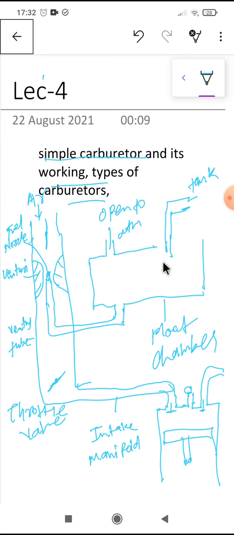Now, as you can see in this float chamber, why is this required? Suppose the fuel is at this level, and this is the needle valve. This is the float, and this is the float chamber, and it is open to the atmosphere. So this is basically the whole diagram.